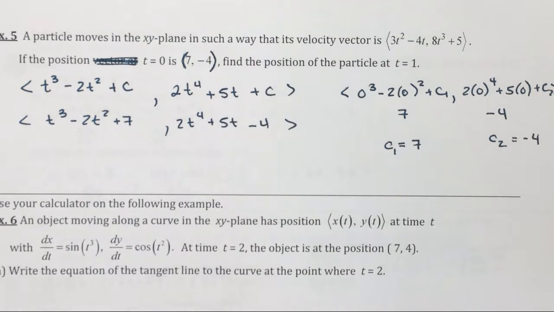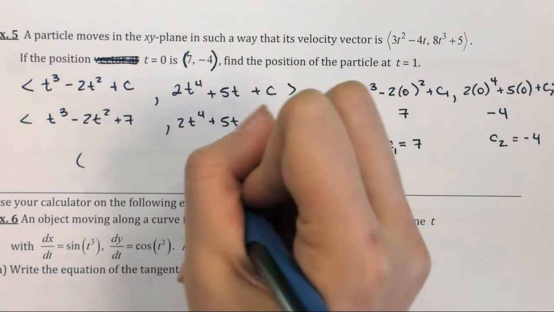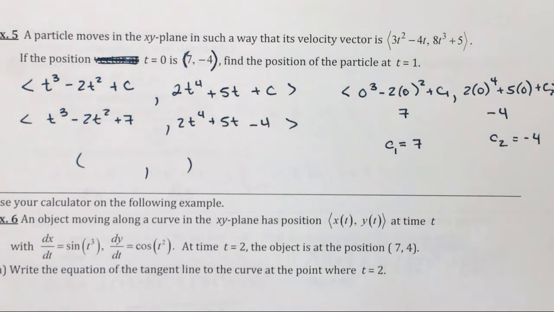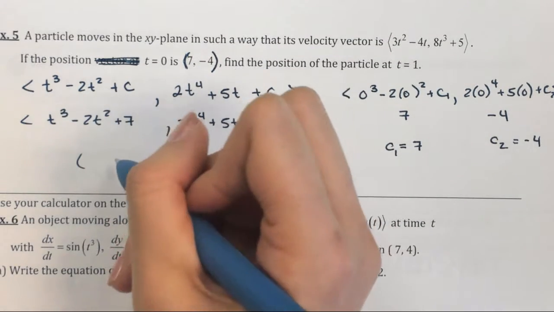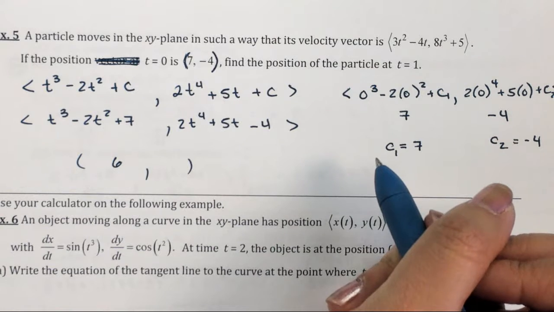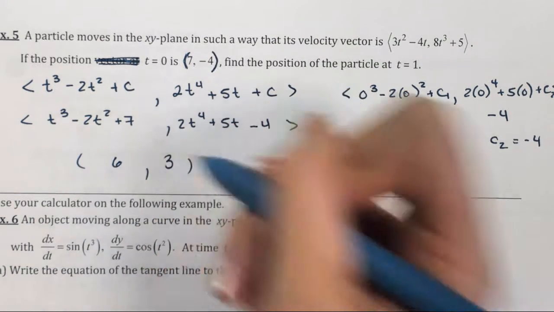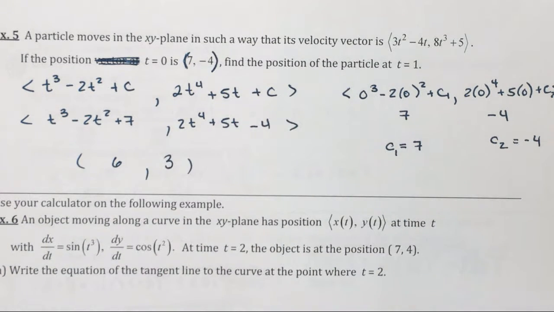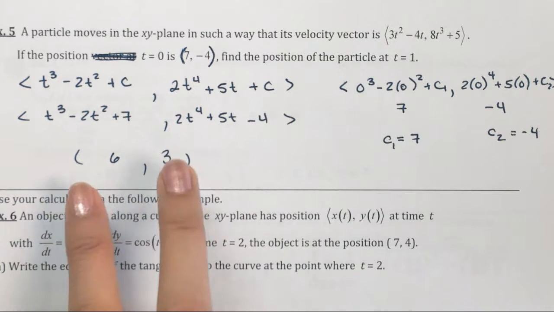And then we can plug in 1 and get 6 and 3. Yeah? Okay, so the position of the particle at t equals 1 is 6, 3.